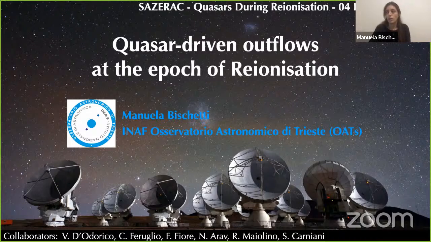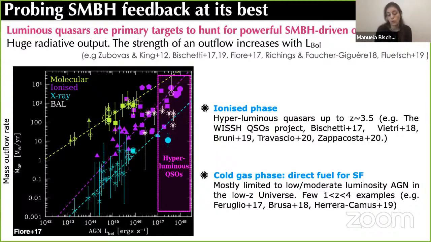Today I will talk about quasar-driven outflows back to the epoch of reionization. To this purpose, I will focus on luminous quasars. So let me just quickly recall why they are primary targets to hunt for powerful supermassive black hole-driven outflows. You see from this plot of the mass outflow rate as a function of the AGN bolometric luminosity for outflows revealed in different gas phases that essentially for all phases, the largest values are observed in luminous quasars.